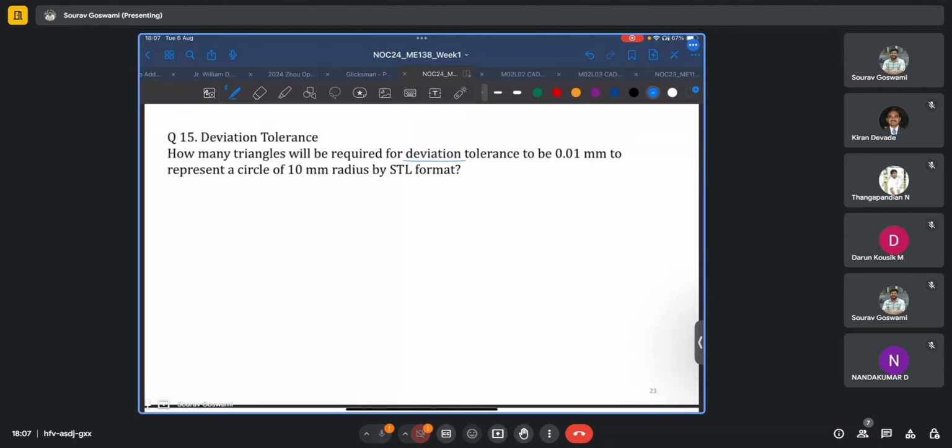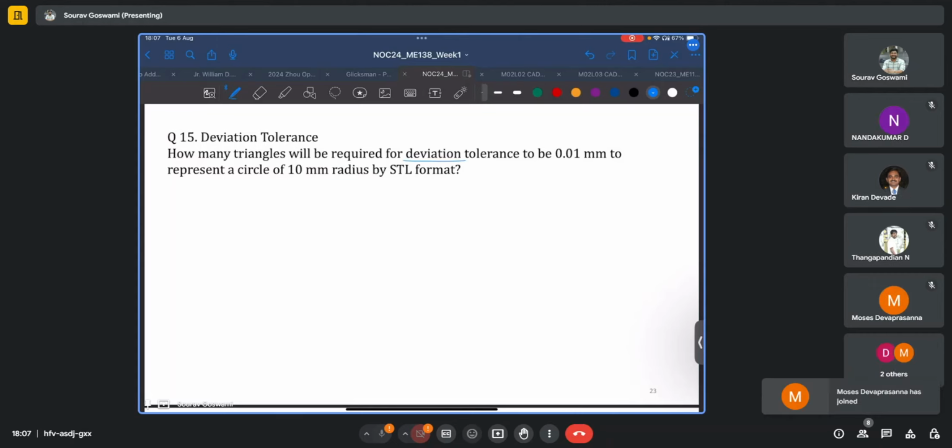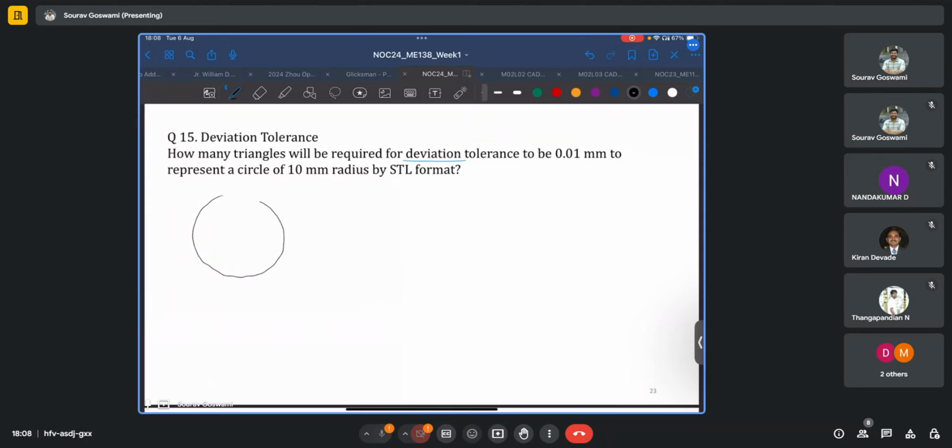The first one suggests that there is a requirement for the number of triangles to be found, which will produce a deviation tolerance of 0.01 mm while representing a circle of 10 mm radius in a file of STL format. The formula for this was already shared in the slides, so I'll directly reproduce it. And if we go about it, say you have a circle and you are tessellating it or dividing it into triangles.